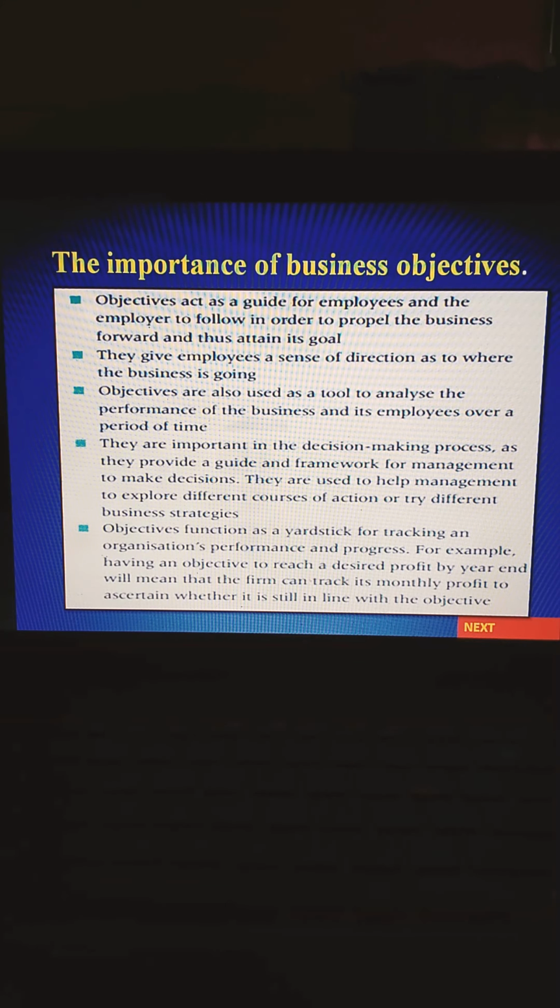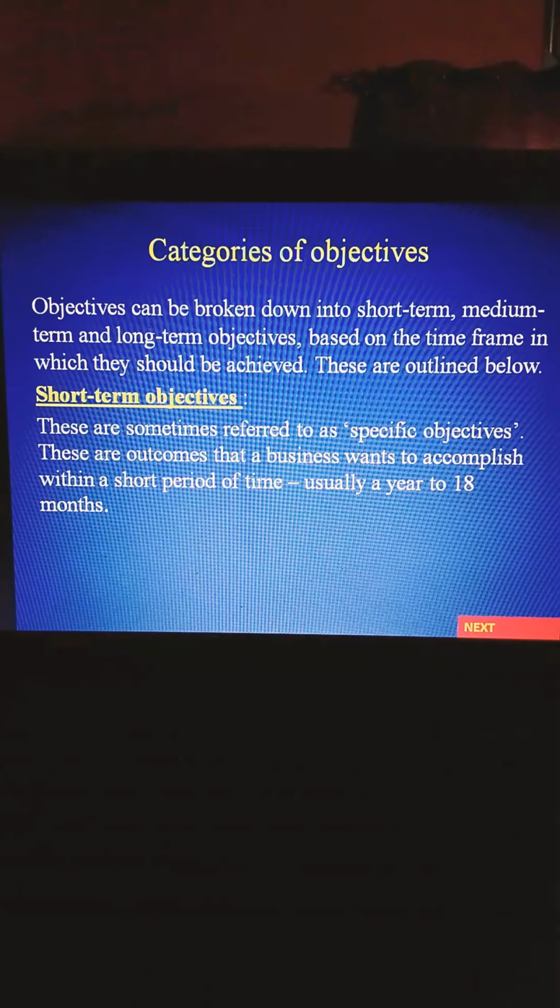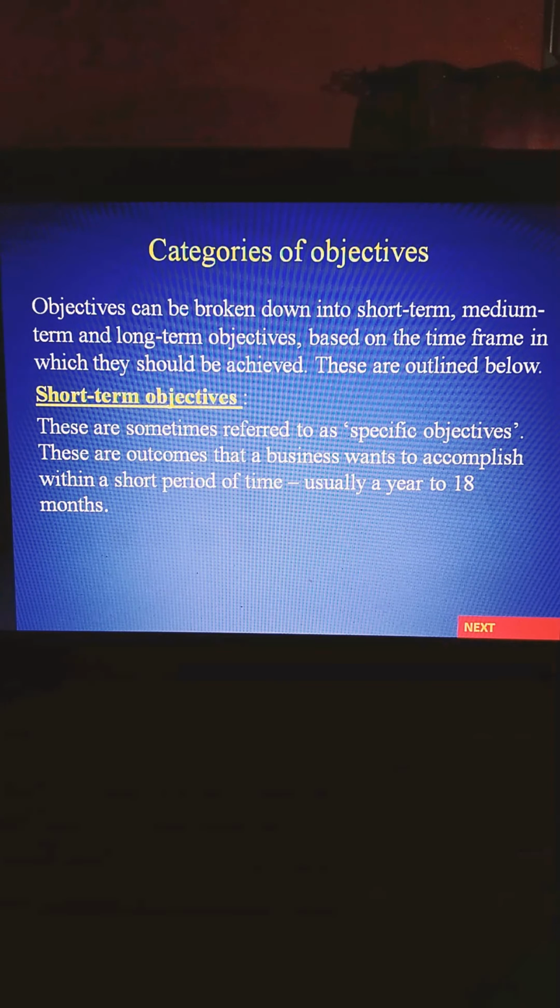Objectives are also used as a tool to analyze the performance of the business. So it's like a projection. It's like you have objectives and you want to see if you attain them. So it's like you want to see the outcome. Okay. Then we're going to look at the categories of objectives. Now, objectives can be broken down into short-term, medium-term, and long-term objectives. It is based on the time frame in which you want to achieve that specific goal.